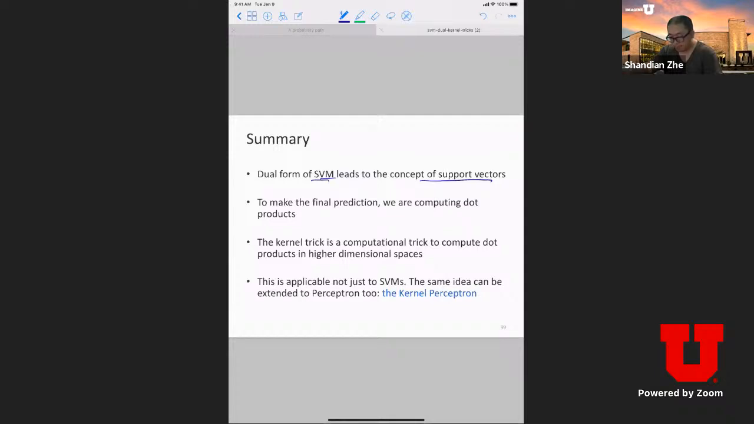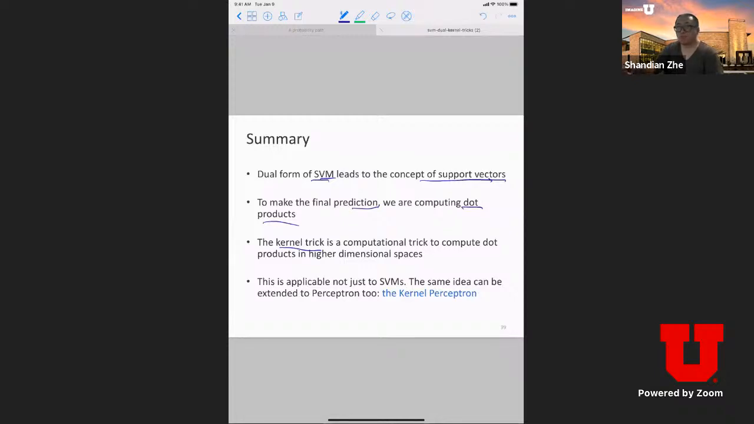And by using the solution from the dual form, we can find an interesting structure about the weight vector, right? That is, when we make the final prediction, we're essentially computing dot products. Also, this dual form solution structure allows us to plug the kernel trick into the SVM classifier to easily extend to nonlinear cases, right?